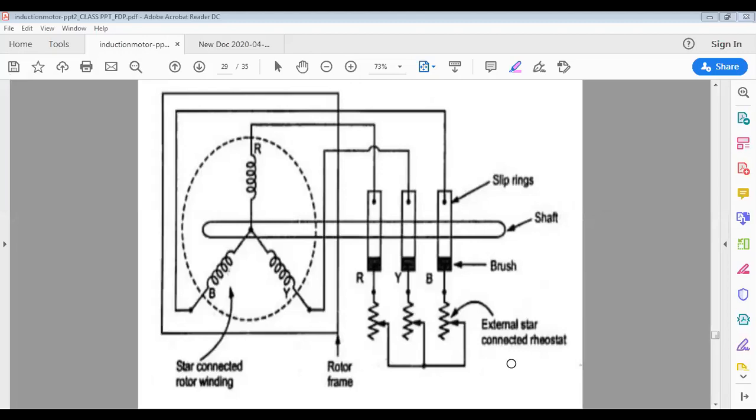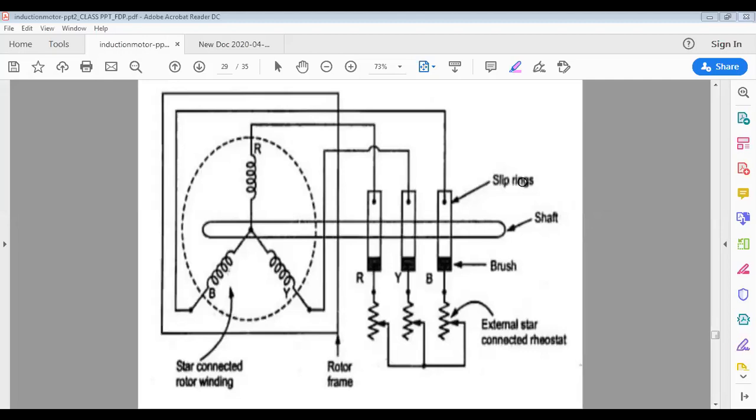Now efficiency is more for the squirrel cage. In industry, of the three-phase induction motors used, 95% you will find are squirrel cage and only 5% are slip ring type. Now which motor produces the highest starting torque? Slip ring or squirrel cage? Slip ring. Very good, Rohit.